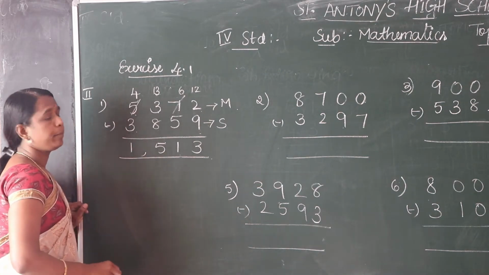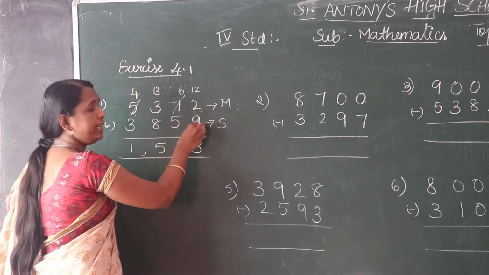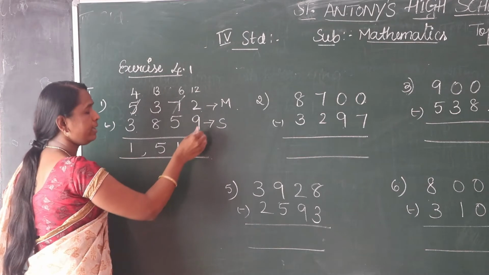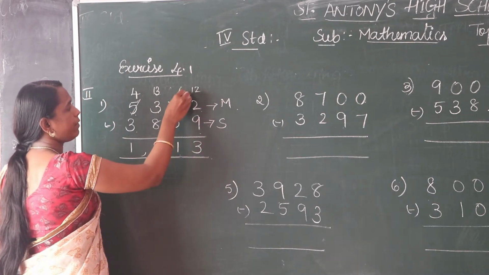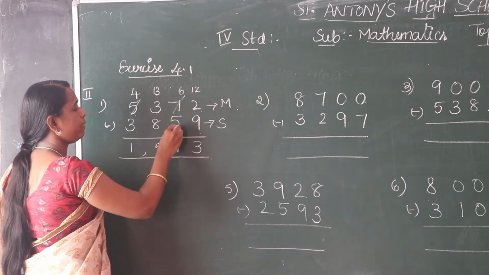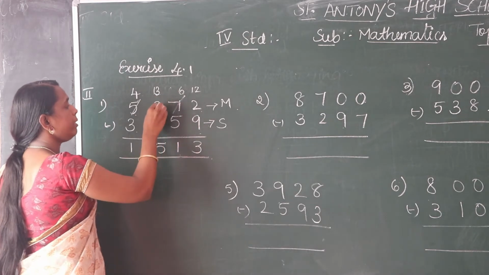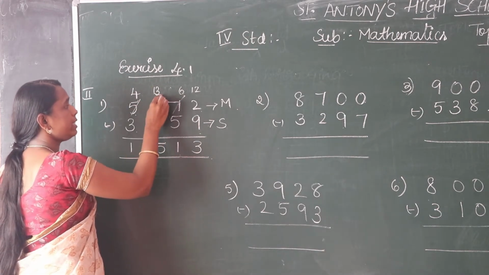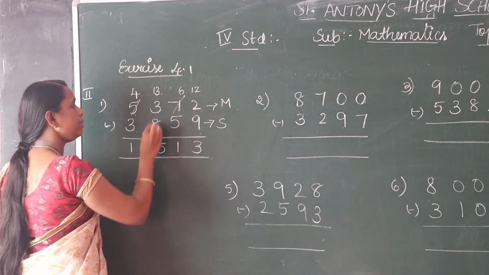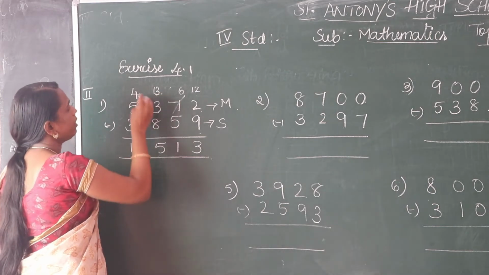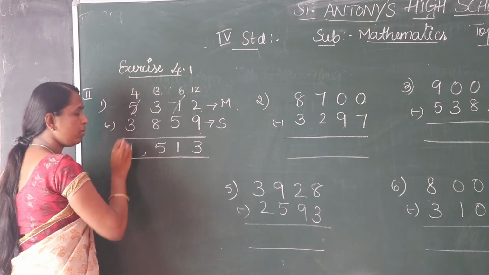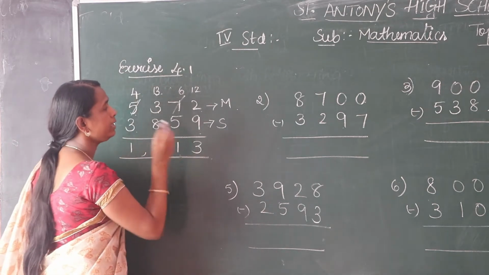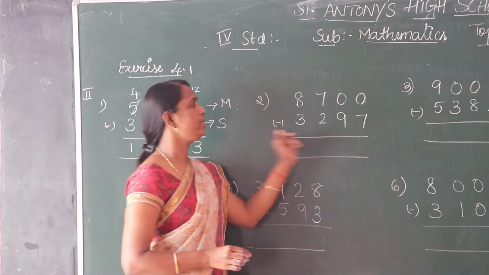Once again. See, 2 minus 9, it is not possible. Take borrow. Okay, 12. 12 minus 9, 3. Again, this 7 becomes 6. 6 minus 5, 1. 3 minus 8, it is not possible. Take borrow from 1000 place. 3 becomes 13. 13 minus 8 becomes 5. Here 4 minus 3 becomes how much? 1. Answer is 1513.